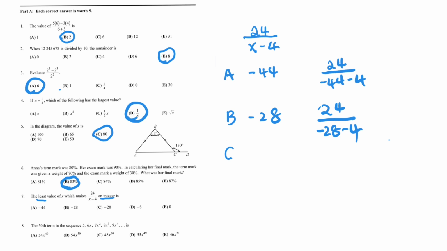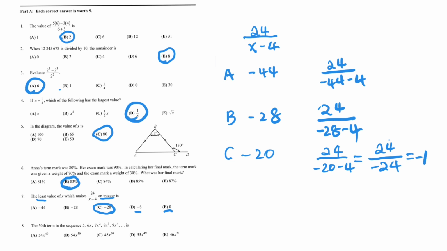So C is negative 20. 24 over negative 20 minus 4 is 24 over negative 24, that's negative 1. We don't need to check negative 8 and 0, because negative 20 is less than negative 8 and 0. They ask for the least value of x. So the answer is C.